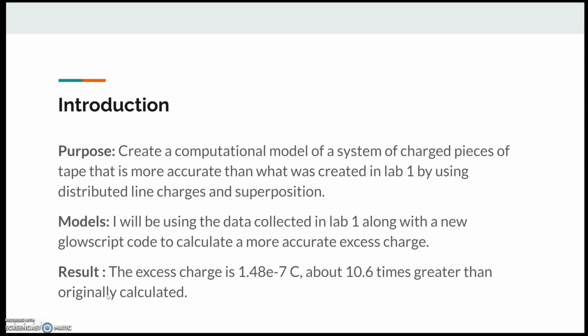So going into this lab, we are trying to create a more accurate computational model than what we did in Lab 1 by using a distributed line charge instead of a point charge. I'm going to be using the data that I collected in Lab 1 along with a new GlowScript code. And just a little preview of my results, I found that the charge was about 10 times greater than in Lab 1 at 1.48 times 10 to the negative 7 coulombs.